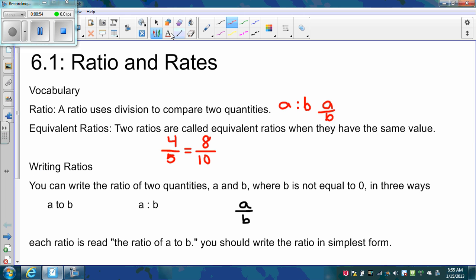And there are three ways to write ratios. So we can write them, and these are all the same, and they're always read, the ratio of A to B. So you can write it as a fraction, with the colon between them, or with the word "to". And you should always write the ratio in simplest form.